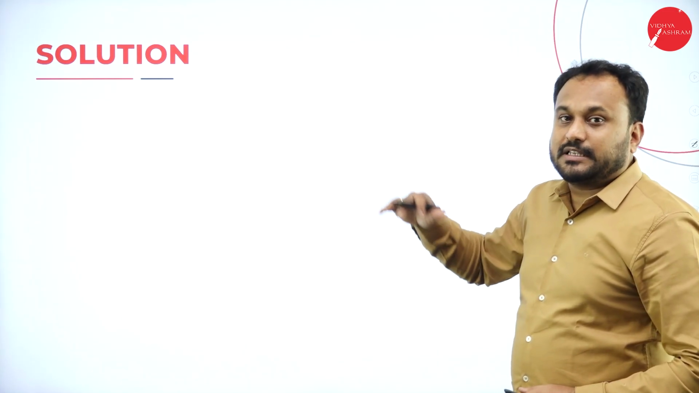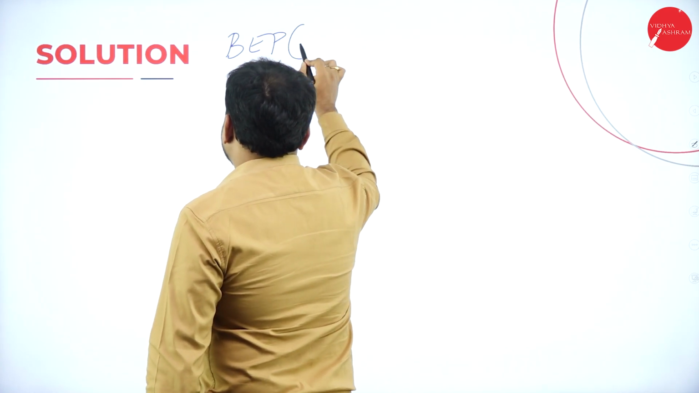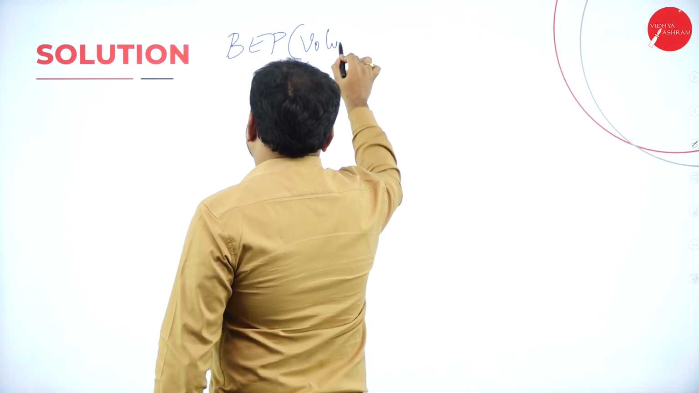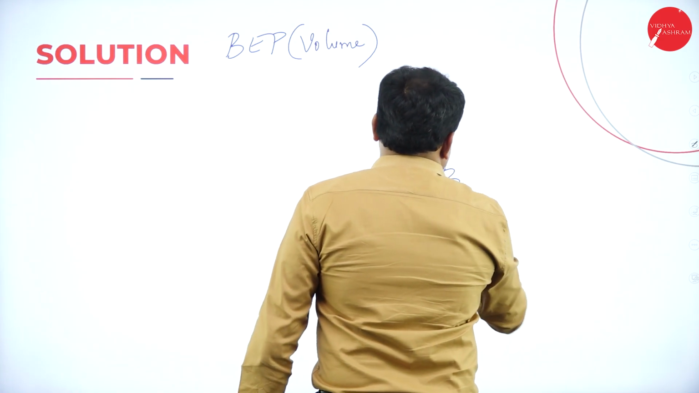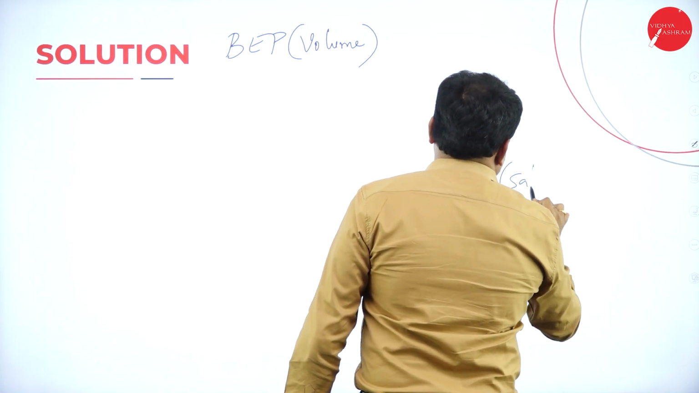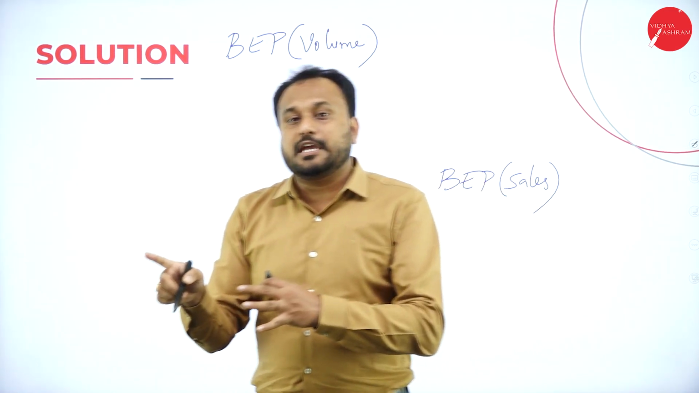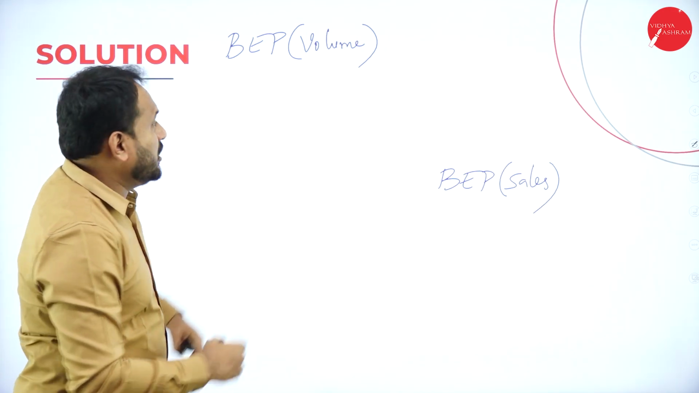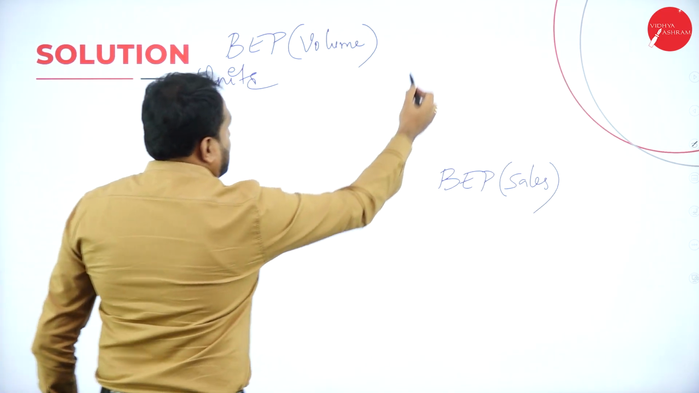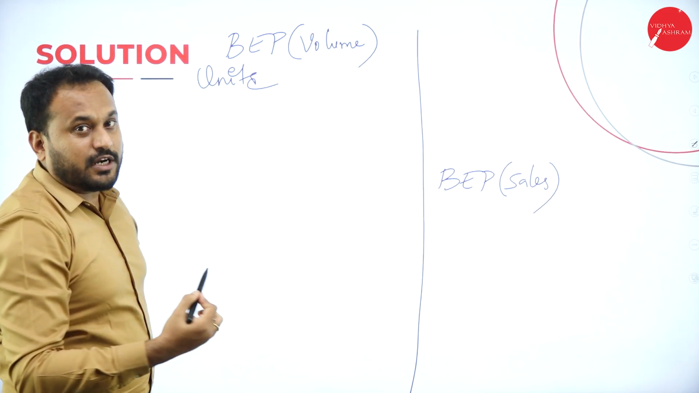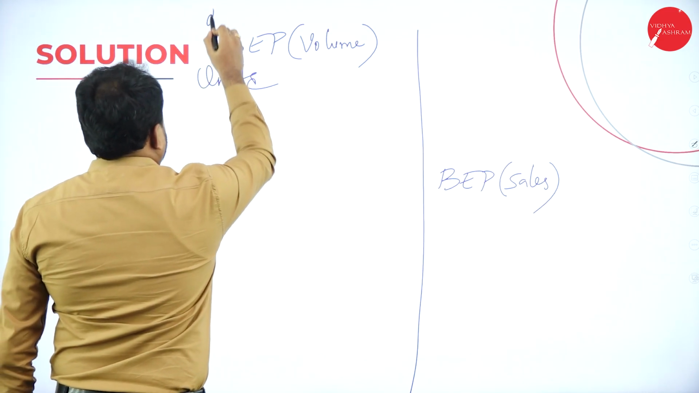When we go with the next one, they are asking us something called BEP. One is the volume, or we call it units. One more they are asking is BEP in sales. So we need to go with both the formulas. BEP in volume and BEP in sales. What is BEP volume? Volume in the sense units. So I'll just bifurcate this here. A is done, B is done, C is done. This is D actually, so I'll write here D.